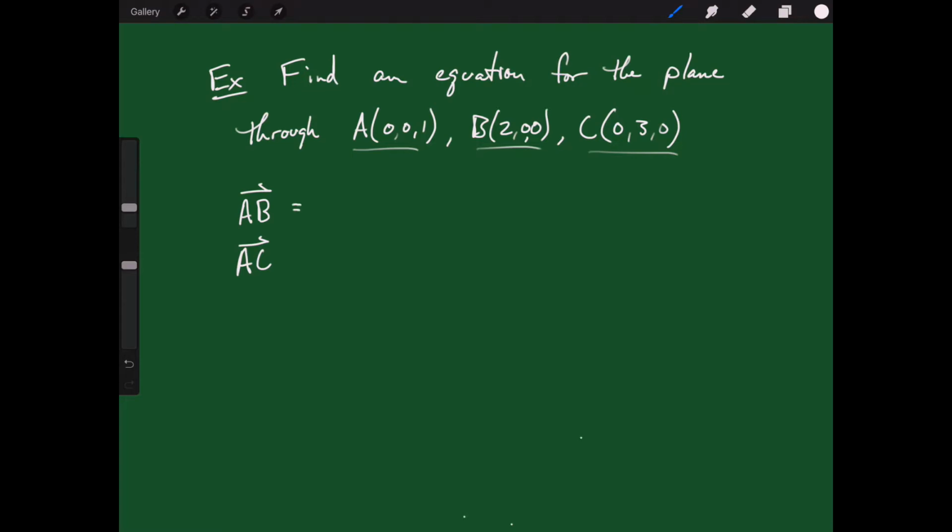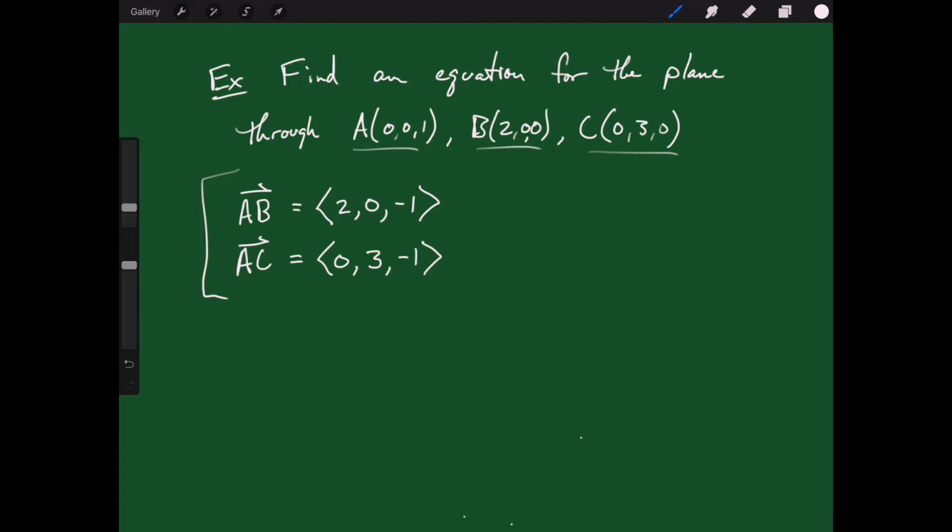So AB is equal to, well, what is it? It is 2 minus 0, which is 2, 0 minus 0, which is 0, 0 minus 1, which is minus 1. And now let's look at AC. I got 0 minus 0 is 0, 3 minus 0 is 3, and 0 minus 1 is minus 1. So here are 2 vectors. Both of these vectors, AB and AC, live in the plane that I'm looking for. So what I want to do is find a normal vector to both of those vectors.